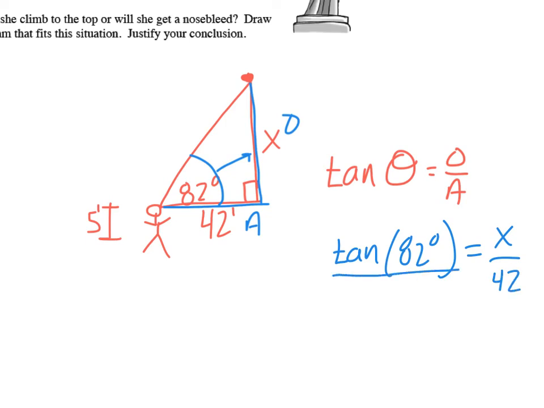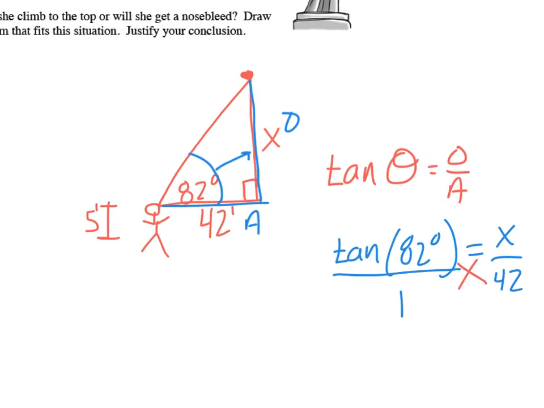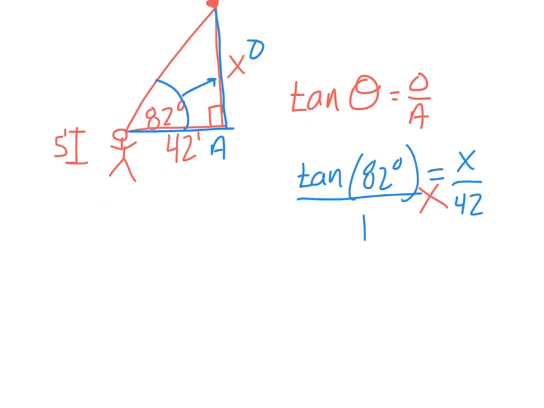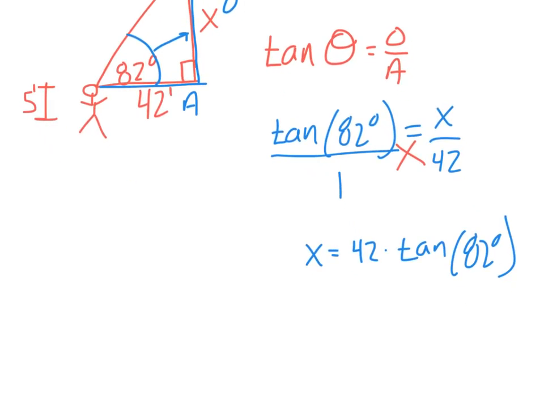And as a reminder, we can put this over 1, and then we're going to cross multiply to try and determine the value of x. And in doing so, I'm going to get that x equals 42 times the tangent of 82 degrees. That sounds pretty cool, and when you type that into your calculator, you're going to get that this is approximately 299 feet. Okay?